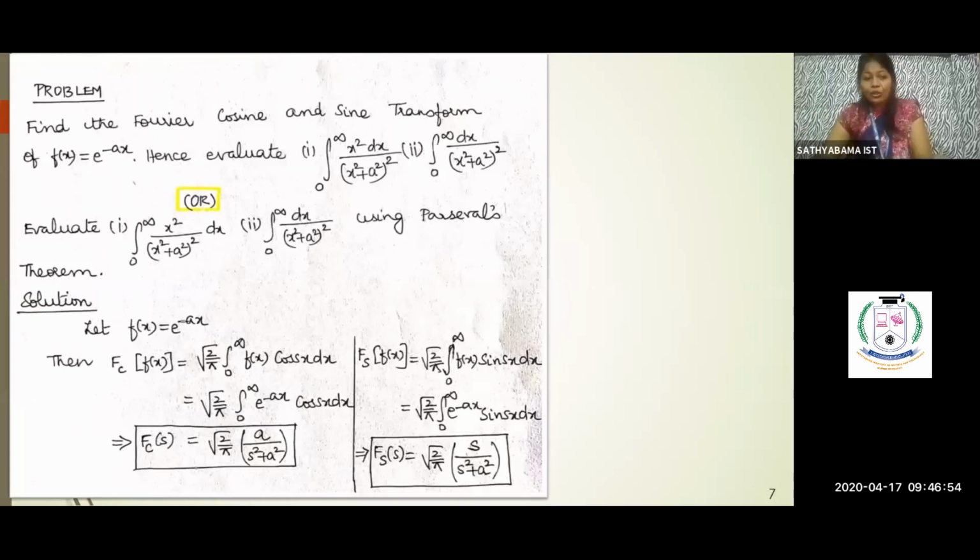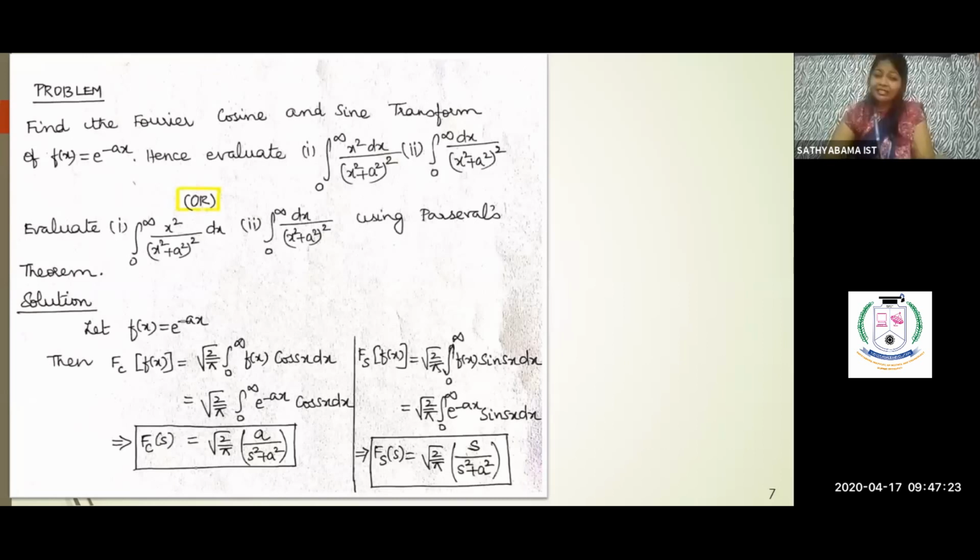I want you to know something. When I finish the problem, I'll tell you what. So let's go ahead. First, you're asked to find Fourier cosine and sine transform of e power minus ax. Just now we saw what it is, right? So I'm not going to explain this. When the function is e power minus ax, its Fourier cosine transform is root of 2 by pi integral 0 to infinity e power minus ax cos sx dx. And what is that equal to? Root of 2 by pi a by a square plus s square.